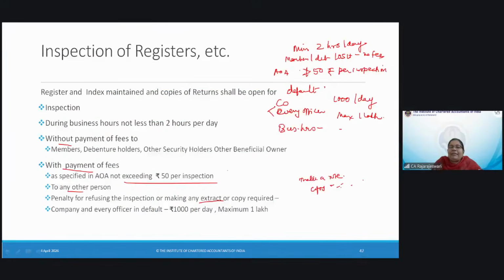See, the register is not a public document. The statutory register, they should have to maintain it, but it is not a public document. So inspection is allowed. They should have to go to the registered office. Only there they will be maintaining it. Any person should have to visit the registered office and should have the inspection done. That is the concept.